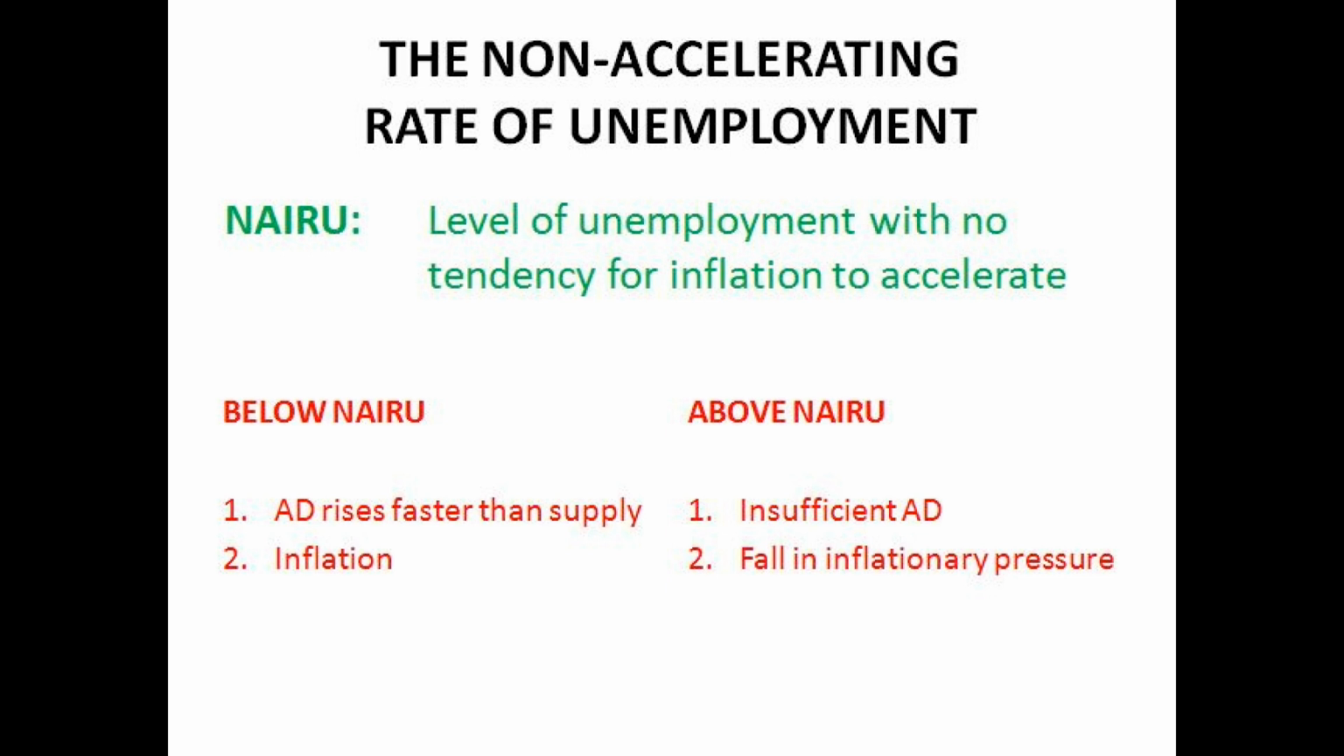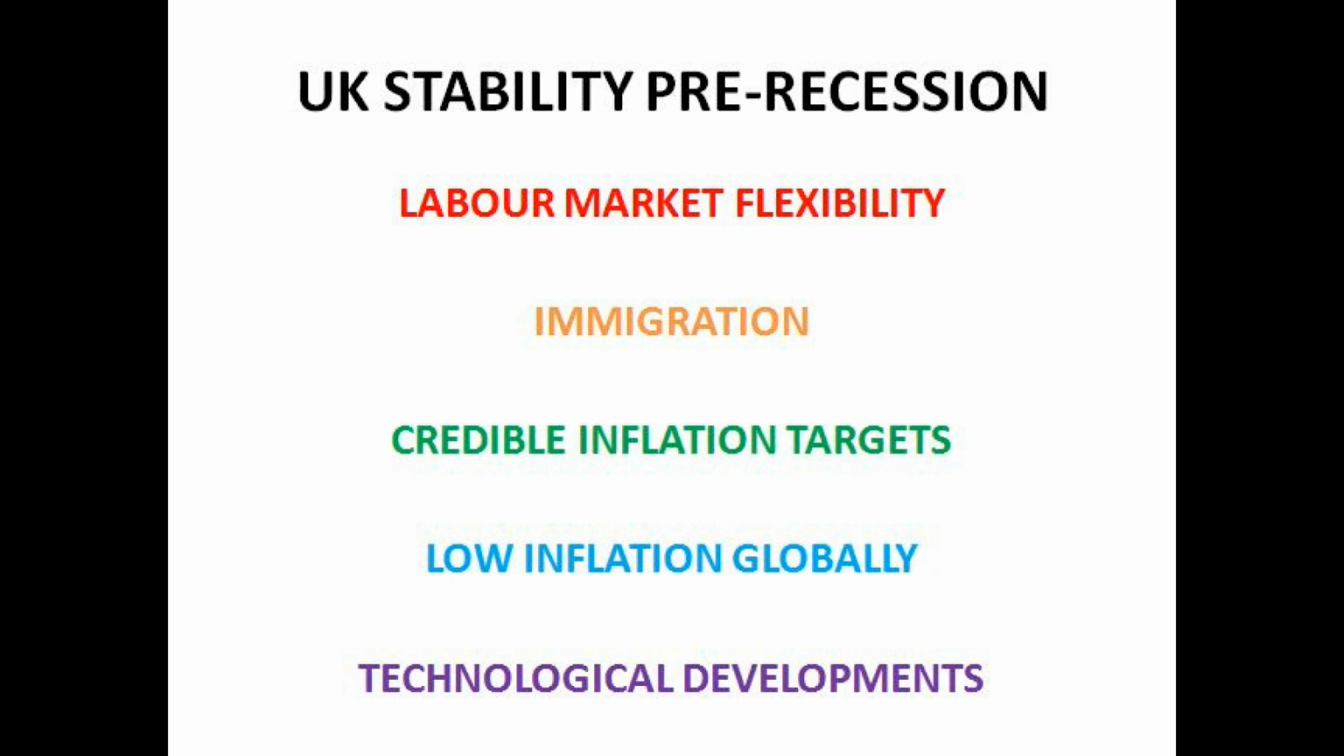Obviously this can change over time due to various consequences, and it's ideal to have as low a NAIRU as possible, although you always want a bit of leeway with unemployment because you probably want about 2%, so frictional unemployment and that sort of thing. Before 2008, when everything went horribly wrong, the UK actually had fairly stable inflation, so relatively low inflation, relatively low unemployment. So here are some of the reasons why.